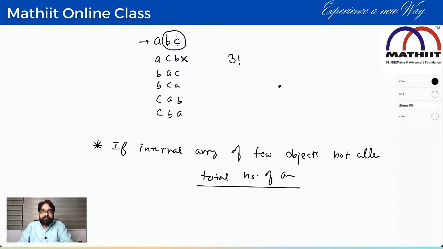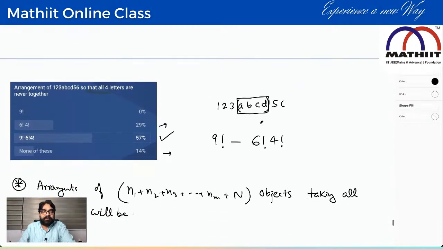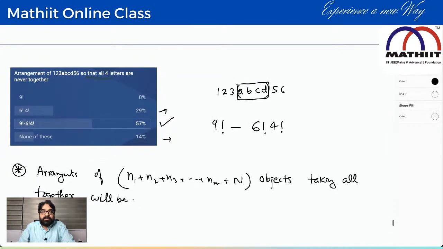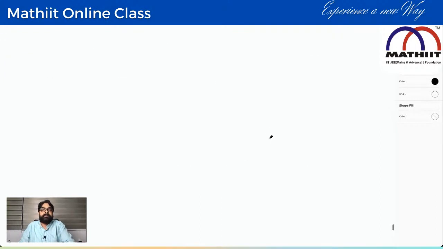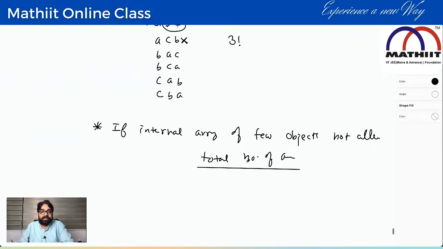As in the previous question we solved, watch it carefully. What I did, these objects should be together, so this internal arrangement you multiply. Whenever internal arrangement has to be included, you multiply. Whenever internal arrangement has to be excluded, you divide. Divide by the internal arrangement of those who don't want to interchange their position.